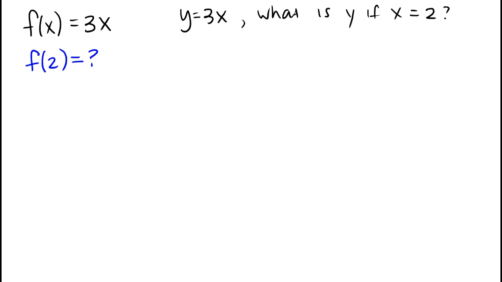Well, f is essentially the rule. So the rule says that whatever the heck I put in, whatever my input is, I'm going to triple that input, right? What we said in words. So if I'm inputting 2, well, I'm still going to write my same rule. I'm still going to triple it. 3 times 2.